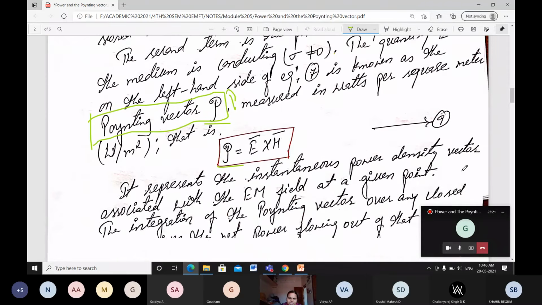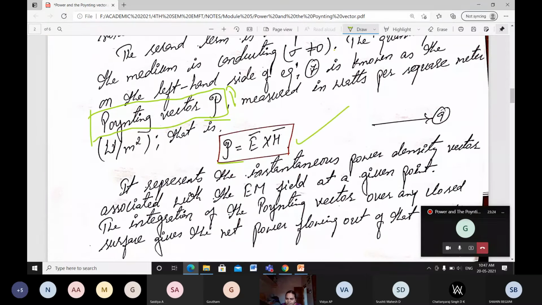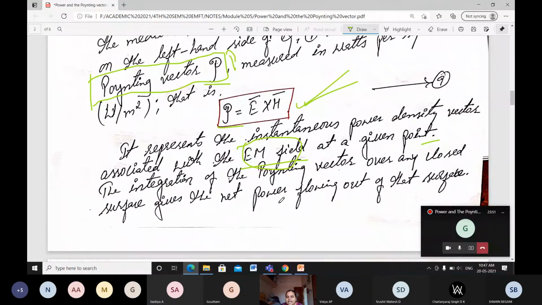Then it represents the instantaneous power density vector associated with the EM field at the given point. What instantaneous power the EM field is generating, that information is given by this equation. Then the integration of the Poynting vector over any closed surface gives the net power flowing out of the surface.